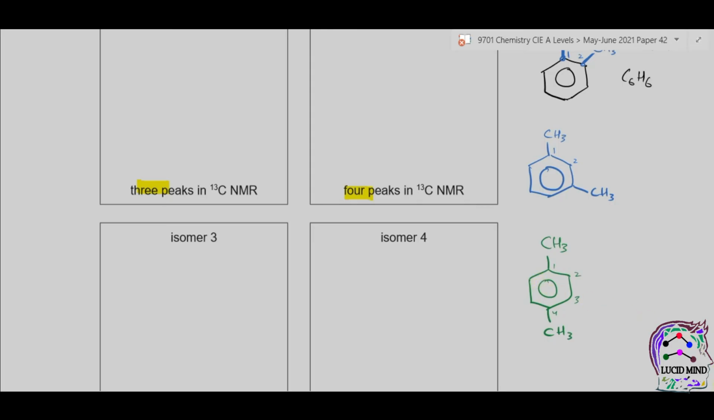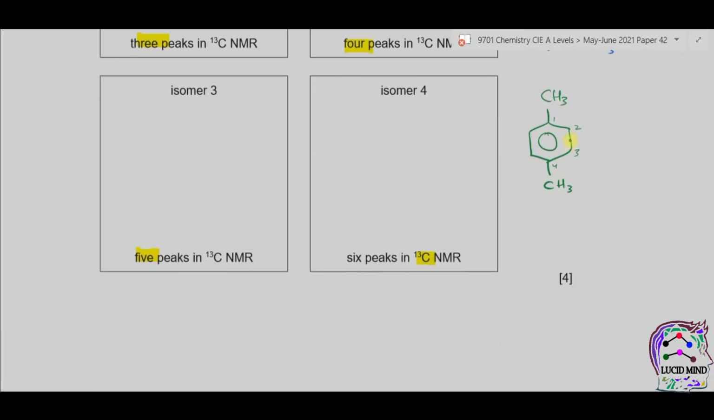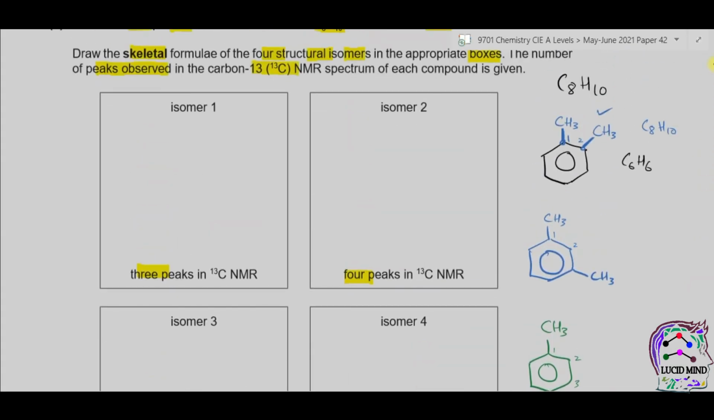Now second possibility is that you can add ethyl group instead of methyl group. So if we add ethyl group CH2CH3 with benzene ring, its position will always be 1. So we have 4 different possibilities. Let's see which one will give how many carbon-13 NMR peaks.